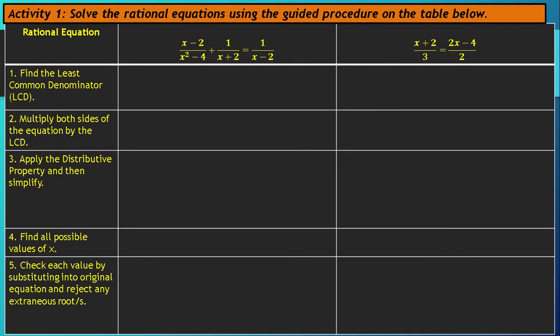So, for your activity, do activity 1, solve the rational equations using the guided procedures on the table below. So, ang una niyong mga equations na sasagutan ay x squared minus 2 divided by x squared minus 4 plus 1 over x plus 2 is equal to 1 over x minus 2. And second one, x plus 2 divided by 3 is equal to 2x minus 4 divided by 2.